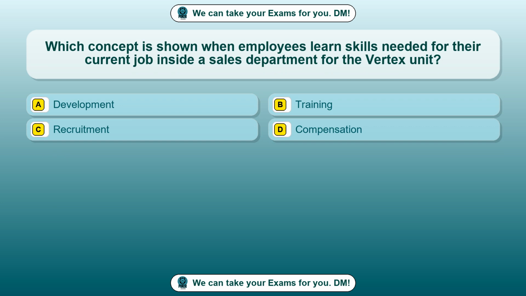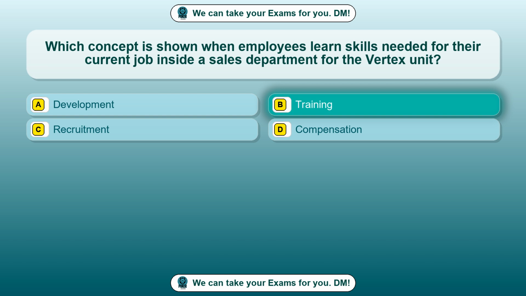Question 74. Which concept is shown when employees learn skills needed for their current job inside a sales department for the Vertex unit? Option A, development. Option B, training. Option C, recruitment. Option D, compensation. The correct answer is option B, training.